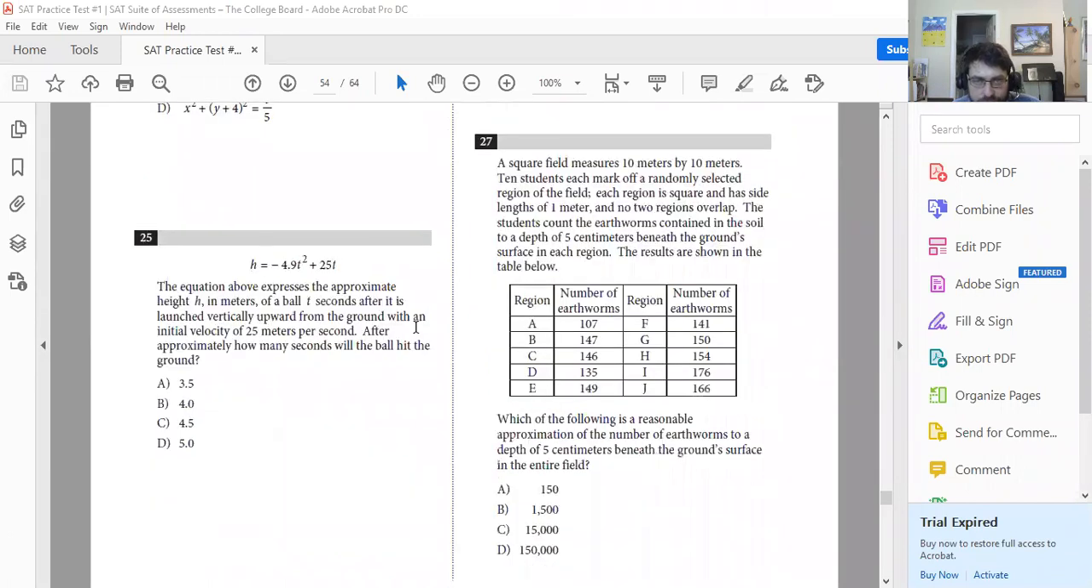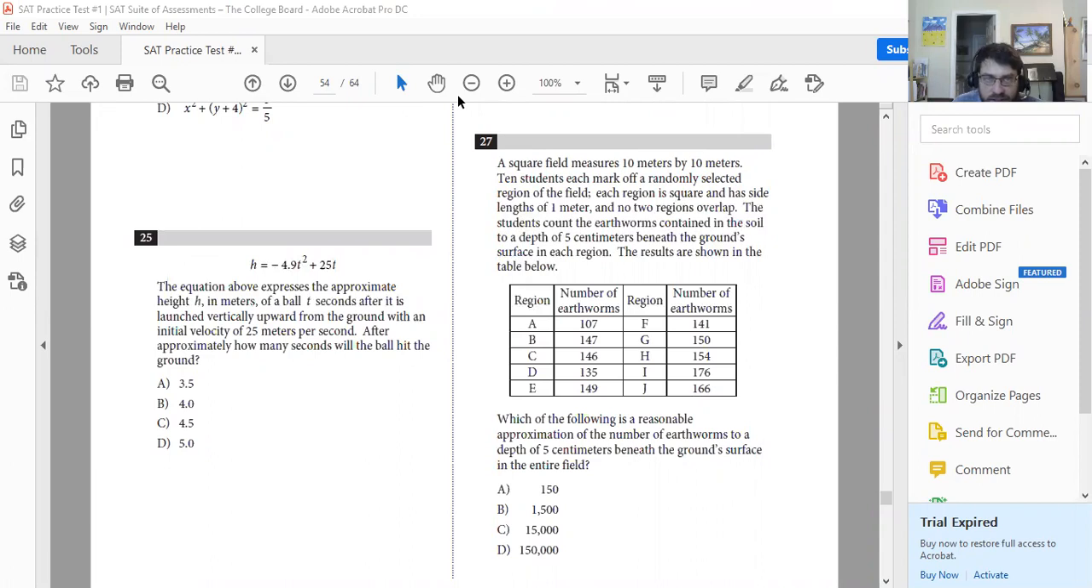Number 27. A square field measures 10 by 10 meters. 10 students each mark off randomly selected regions of the field. Each region is square and has sides of length 1 meter and no 2 regions overlap. The students count the earthworms contained in the soil to a depth of 5 centimeters below the ground surface in each region. The results are shown in the table below. Which of the following is a reasonable approximation of the number of earthworms to a depth of 10 centimeters beneath the ground surface in the entire field?